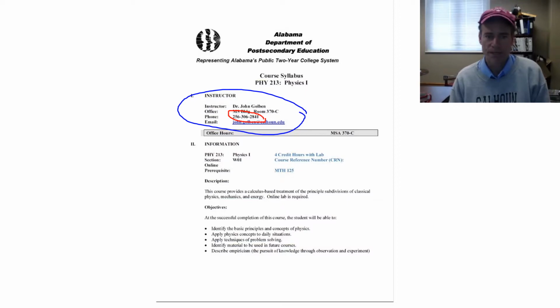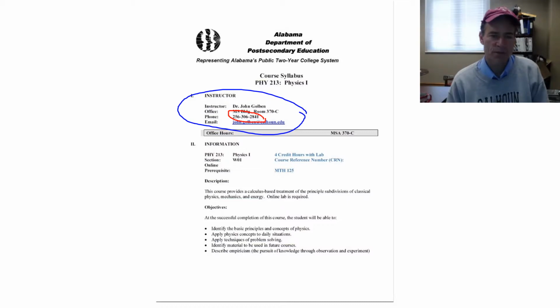This is Physics 1 with Calculus 1. So the kind of calculus we're doing is differentiation or integration. The prerequisite is indeed Calculus 1. This course provides a calculus-based treatment of principal subdivisions of classical physics, mechanics, and energy.